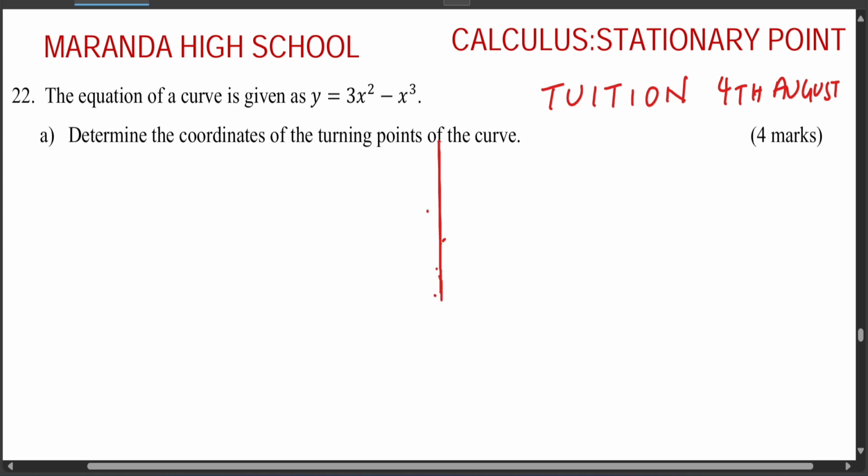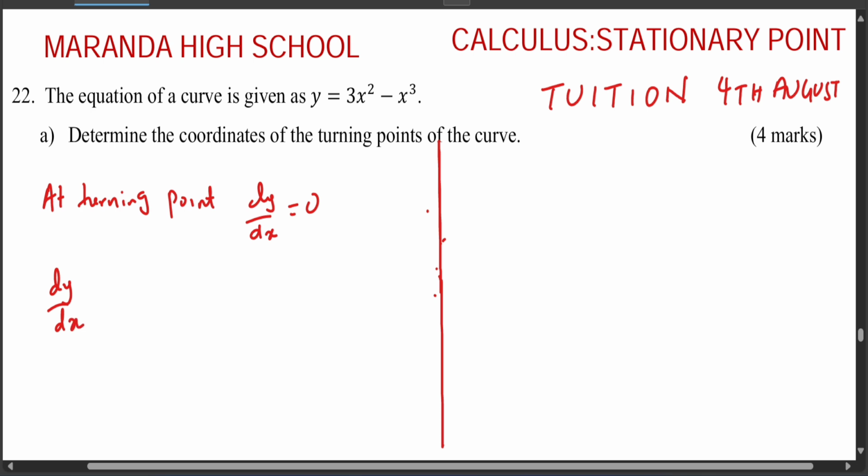So stationary point is a point on the curve. So it's either at the top of a curve or at the bottom of a curve. If your curve is going up, the maximum point is usually the turning point. So for a turning point, your gradient is usually 0. So your dy dx is equal to 0. So let's find dy dx of 3x squared minus x cubed.